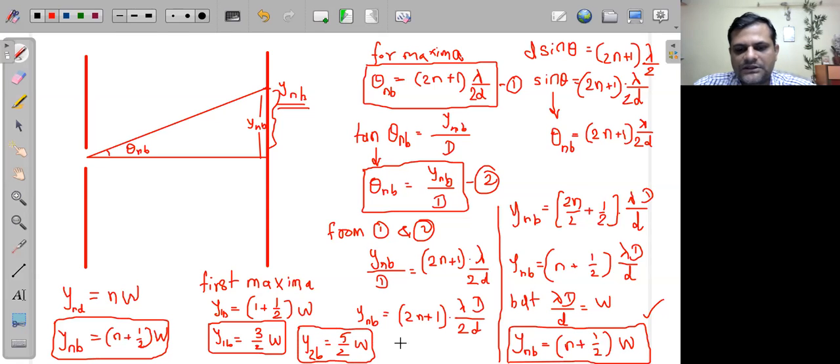So in this way we can get the distance of any nth bright band from the center of the screen on the diffraction pattern. So this is all about the distances. Getting this? Any doubt about this? Just put it in the chat box if you have any doubt. Okay, no doubt.